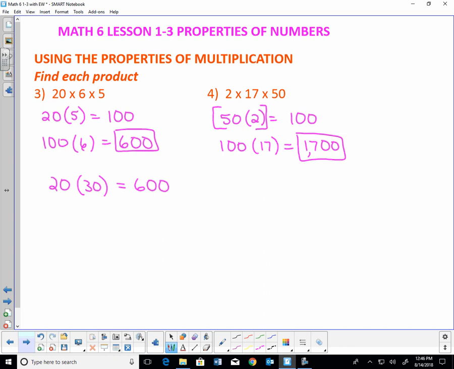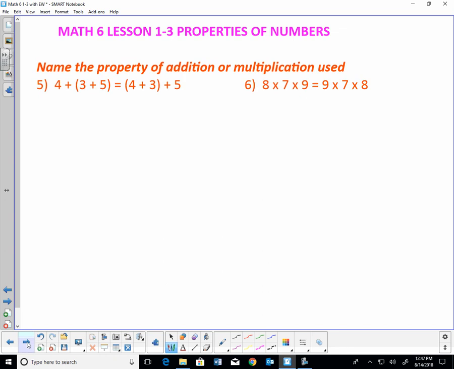All right. We're going to name the property of addition or multiplication used. This is a slightly harder process because now you're going to have to remember which properties they do. So let's take a look at number 5. We have 4 plus parentheses 3 plus 5 equals 4 plus 3 in parentheses plus 5. Did the order change? We have a 4, 3, 5, 4, 3, 5. No, the order did not change. But the parentheses did.